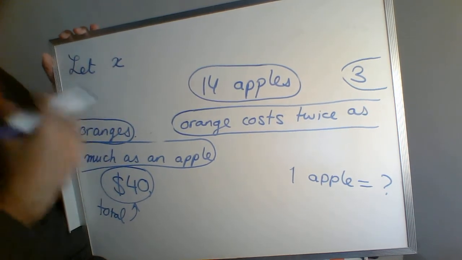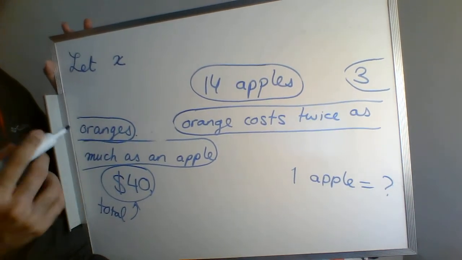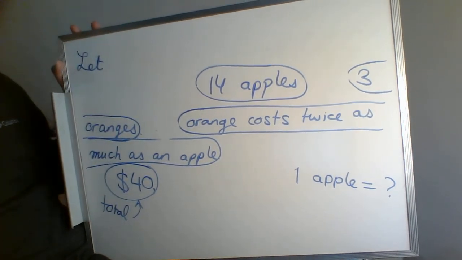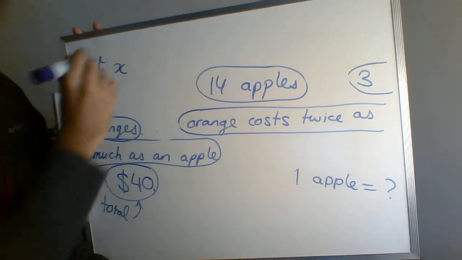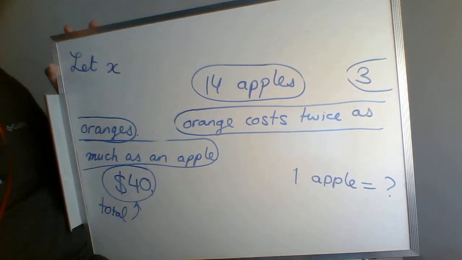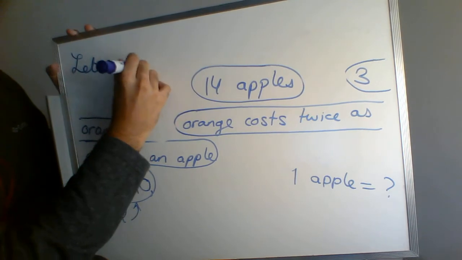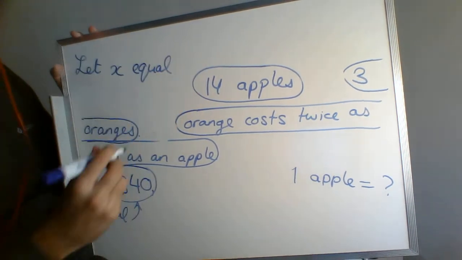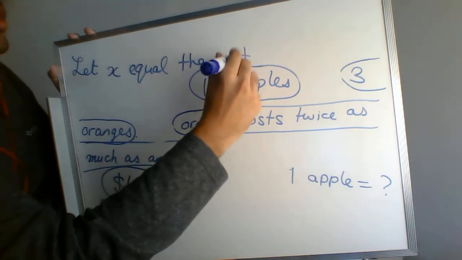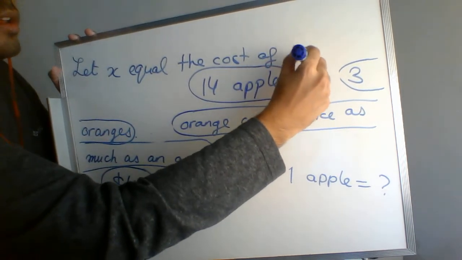But then you have to say what this variable represents, because if the variable hasn't been given to you in the question, you can't just magically create the variable and expect people to know what it stands for. So we have to state what it stands for. I'm going to say let x equal, or you could say let x be, the cost of one apple.